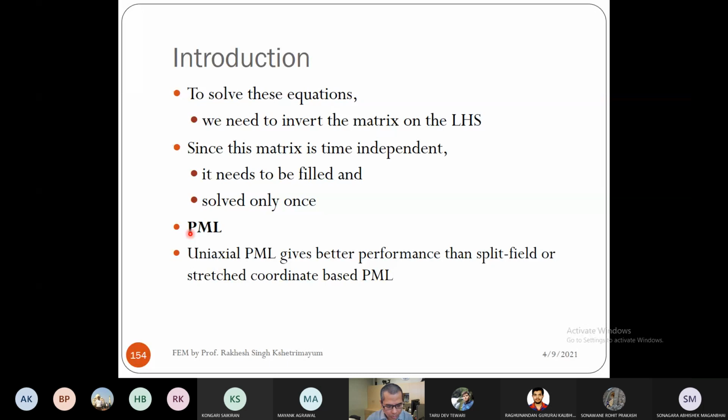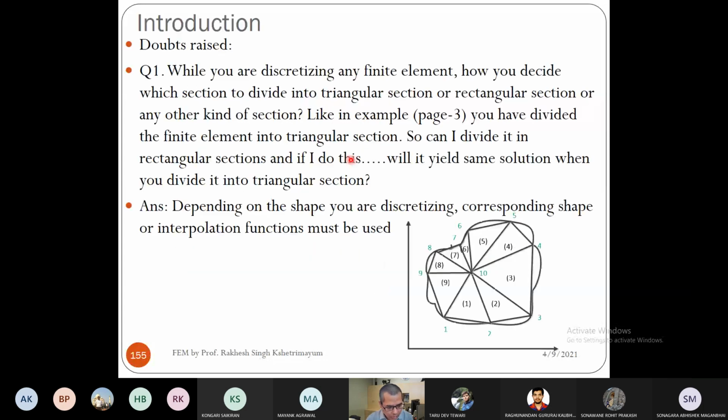We have discussed split field PML, and stretched coordinate based PML. For the FETD, it has been reported that the uniaxial PML actually gives better performance than the other cases, split field and stretched coordinate based PML. So if you want to implement PML for the FETD, then you should go for the uniaxial PML.